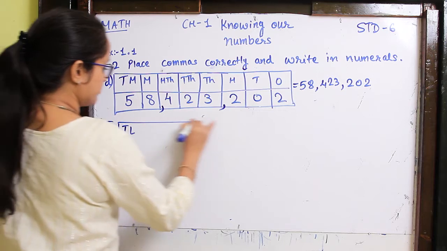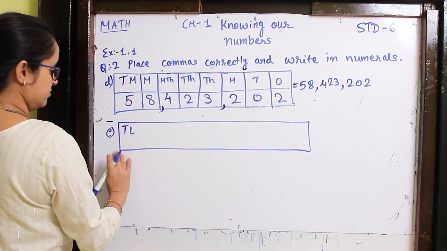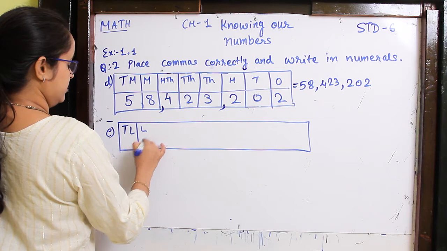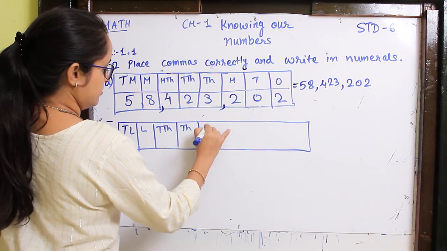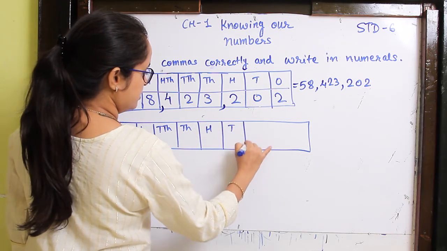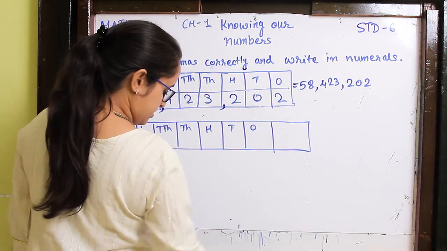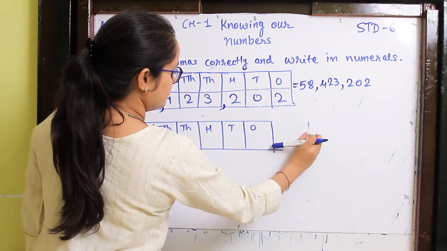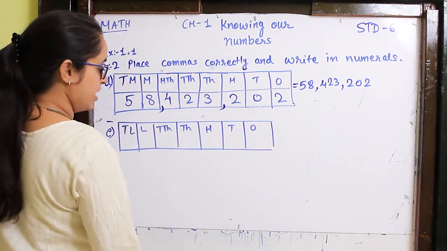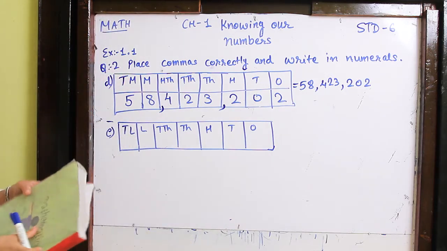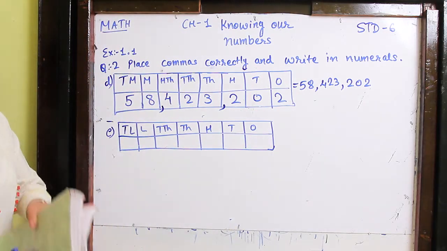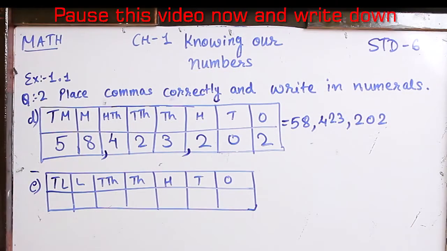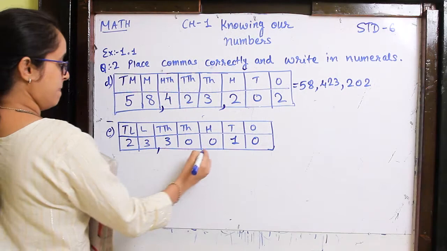1,000 jahan pe aata hai wahan pe aap stop kar dijiye. 423,202. Now you have to remember where you have to put comma. So this is correct. Between 1,000 and 100 place you have to put comma. Then between million and 100,000 place you have to put comma. So it is rightly written like this: 58 million, then 423,202.